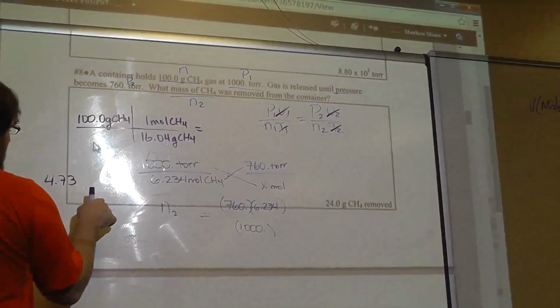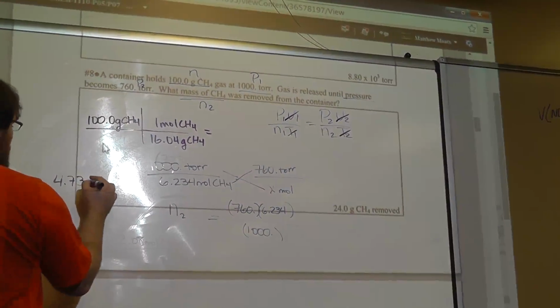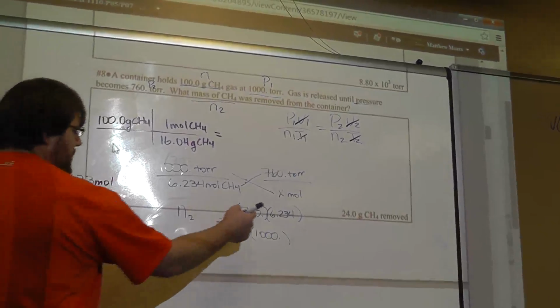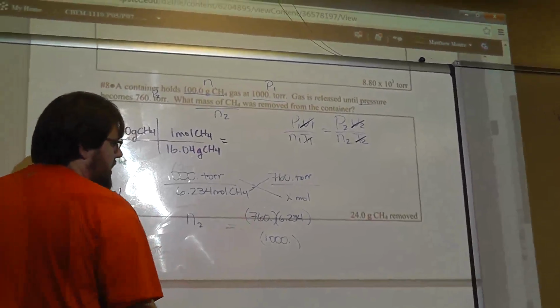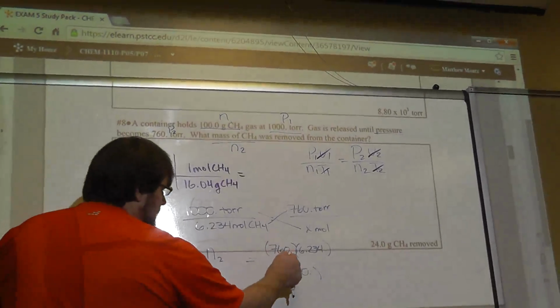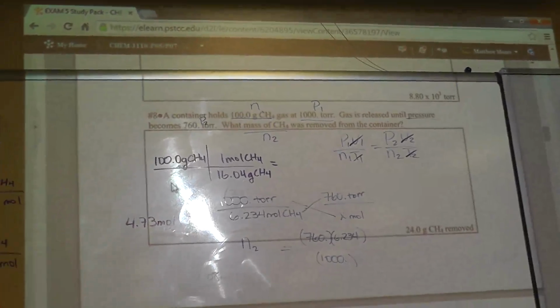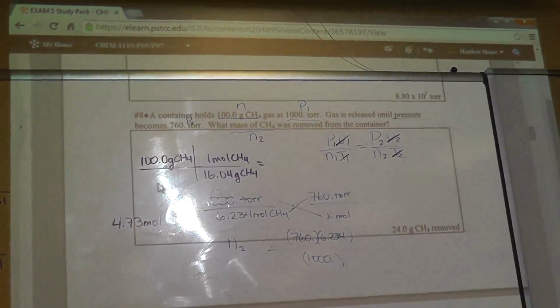What was after that 3? A 4? Okay. But then after that was an 8. Right. So we want to stick to 3 sig figs because of that second pressure there. We're only certain of that pressure to that decimal place. So 4.73 moles is what we ended up with.